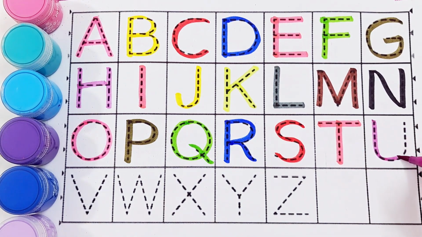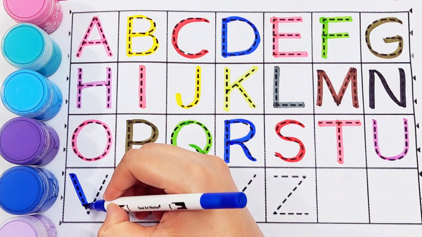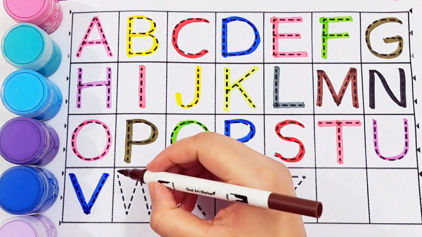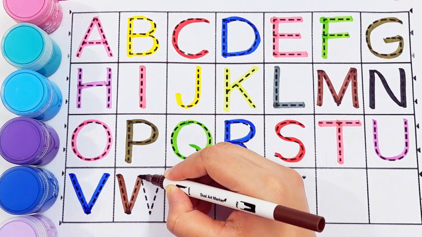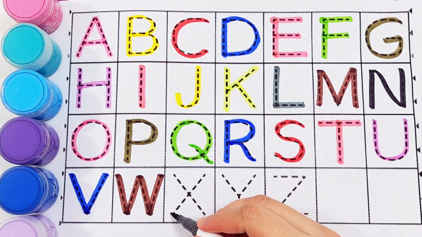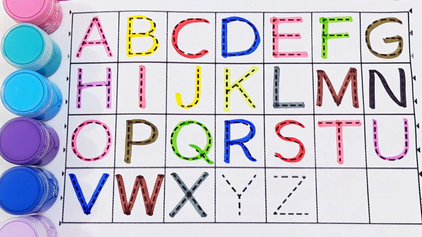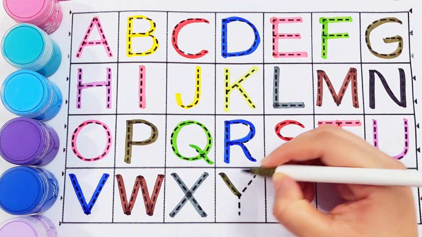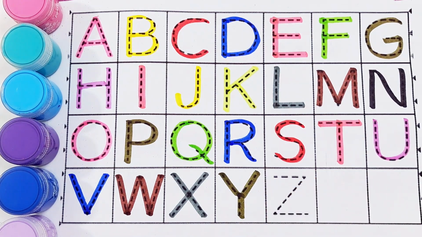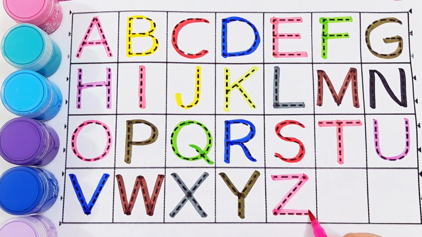U. U for union. V. V for vanilla. W. W for wax. X. X for Xerox. Y. Y for yogurt. Z. Z for zinc.